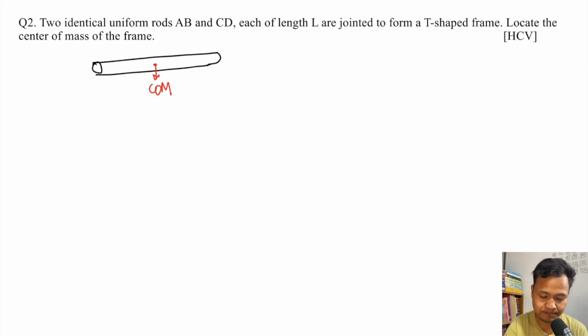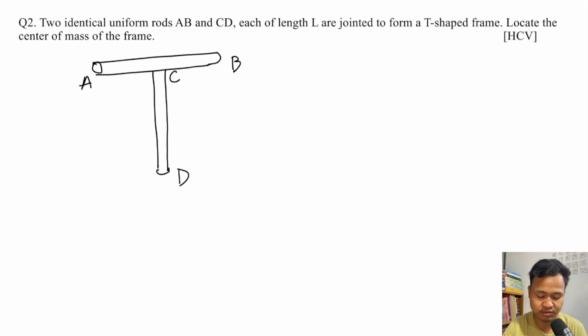In this question there are two identical rods AB and CD, like this. This is AB, and then CD, so it is like this, in the form of a T. So what is the center of mass of the frame, the combination? First thing, you put it in the XY plane.